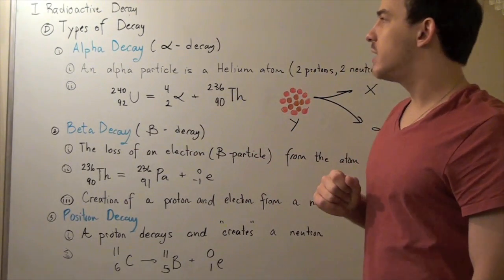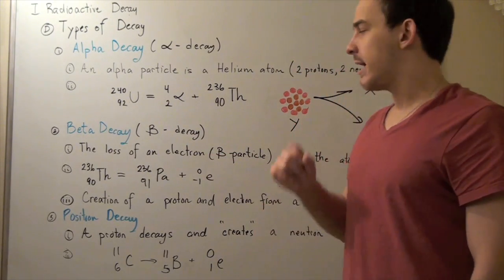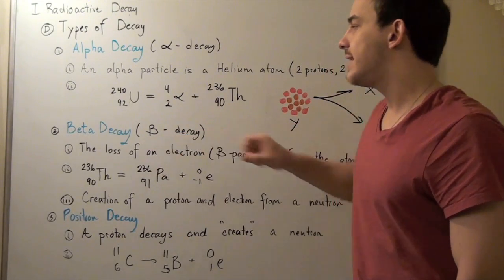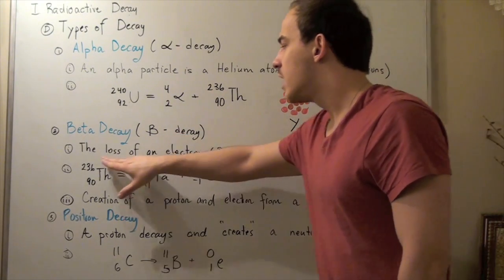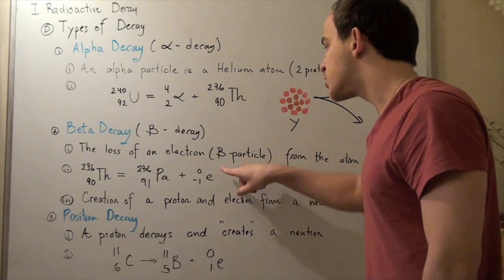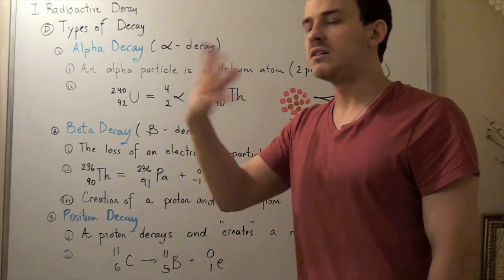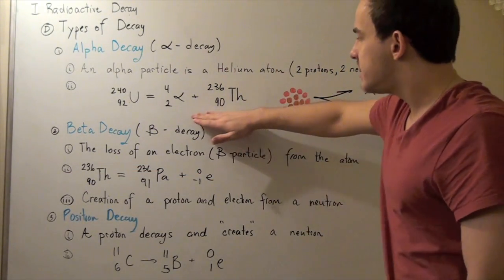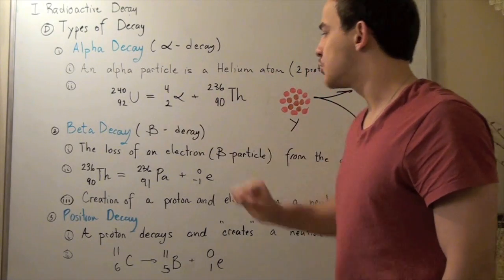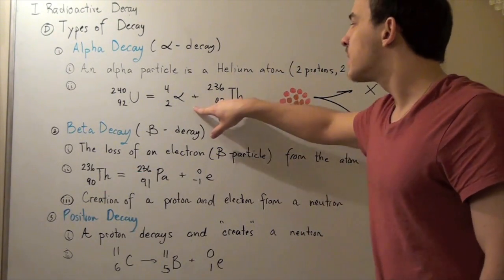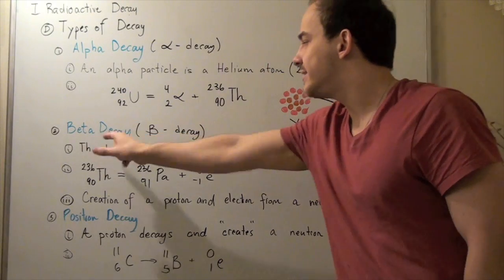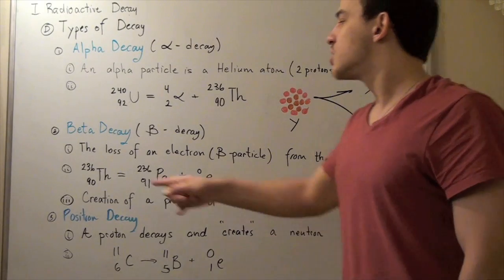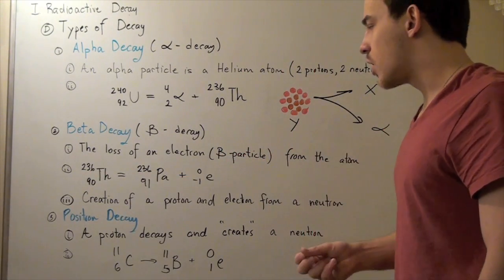So let's look at decay number 2, called beta decay. Now beta decay is represented by the symbol beta. And beta decay involves the loss of an electron, which is called a beta particle, from the electron cloud of the atom. So let's look at the following example. Suppose we take this product of this reaction and let's make it the reactant. So now this is our atom that is undergoing beta decay. So it has 90 protons and 236 nucleons, so 146 neutrons.